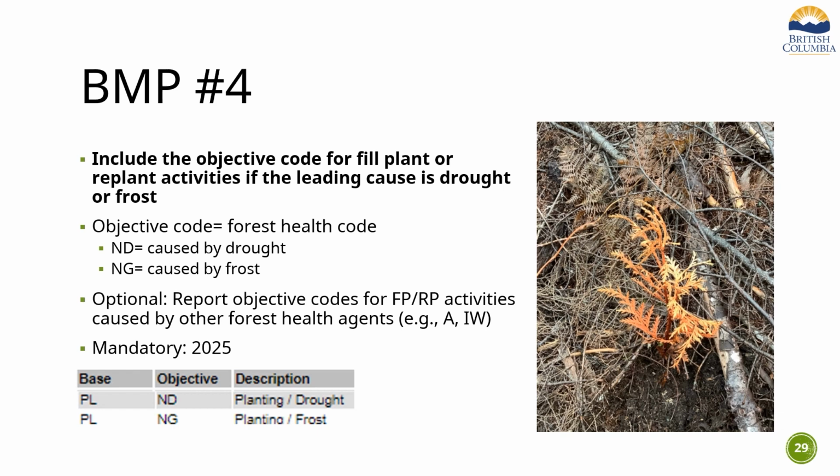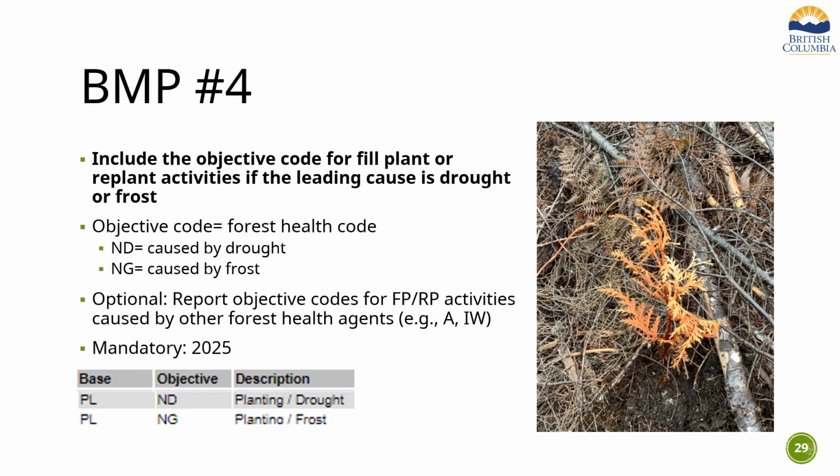Now, sometimes a replant or a fill plant might be caused by compounding factors like drought plus elk damage. If drought was a major factor or a leading cause for why the replant or fill plant is happening, then report the objective code as drought. We aren't setting a numeric threshold for this because we don't want to increase your work when you're doing surveys. Now, if you want to report any other causes of replants or fill plants, you can.